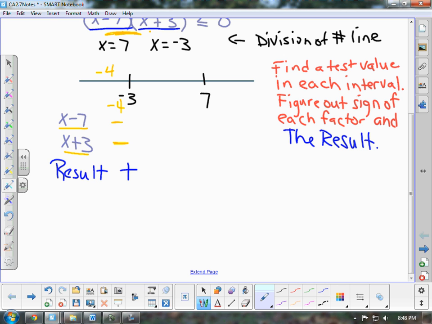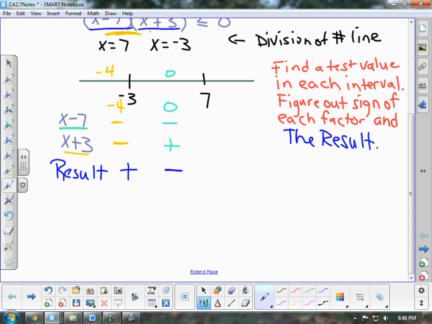Then you do that again between negative 3 and 7, and our test value we are going to use is 0. It doesn't matter which value you use in between here. You can pick whatever you want. You just can't pick negative 3 or positive 7. So when you substitute 0 into x minus 7, it becomes a negative. When you substitute 0 into x plus 3, it is a positive. And multiplying those two things together, the result is negative.